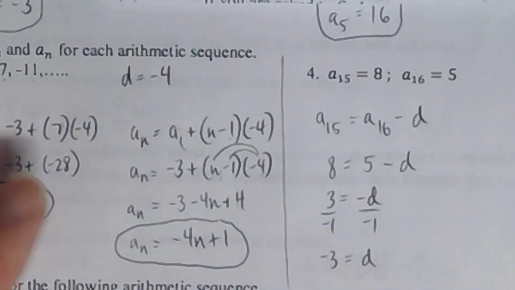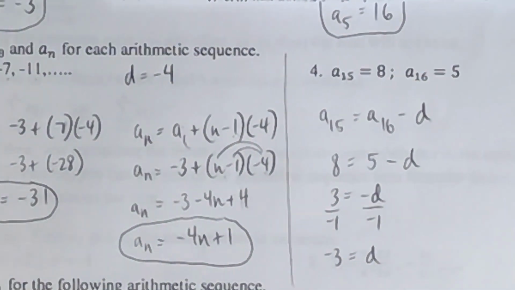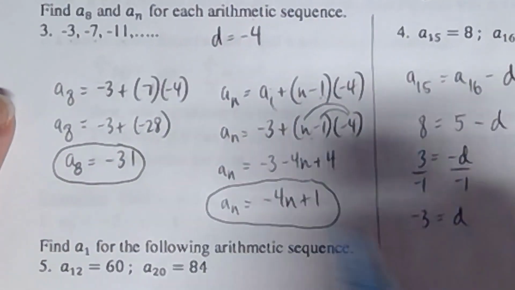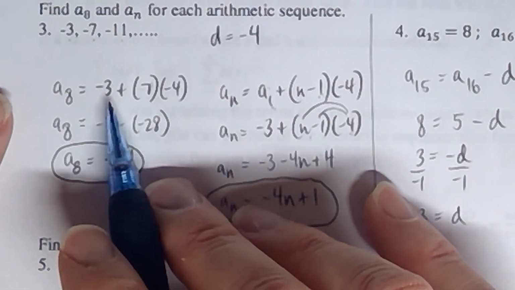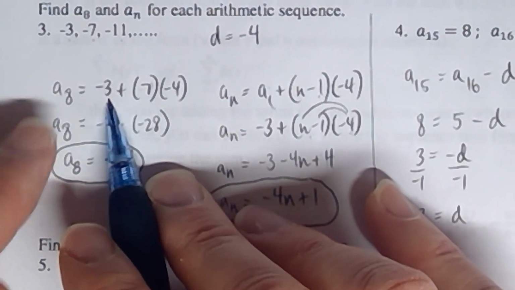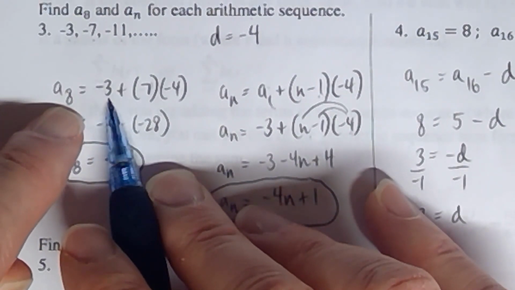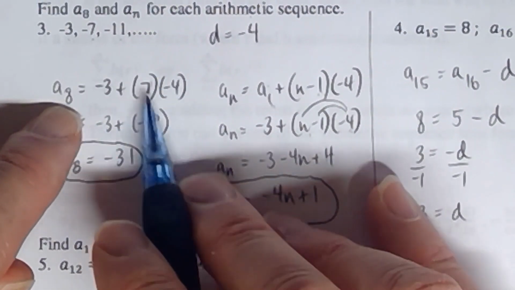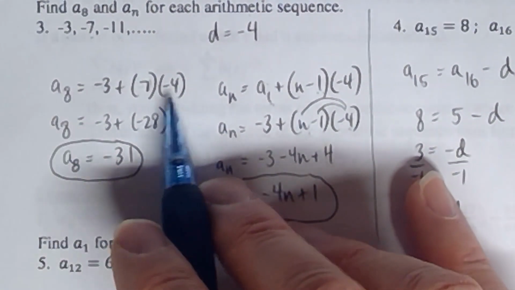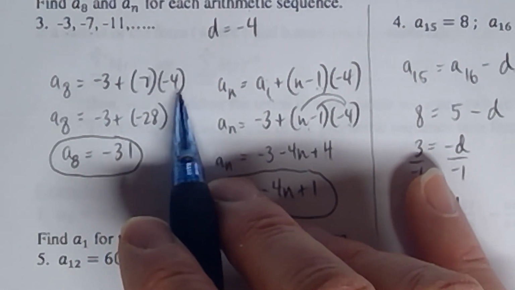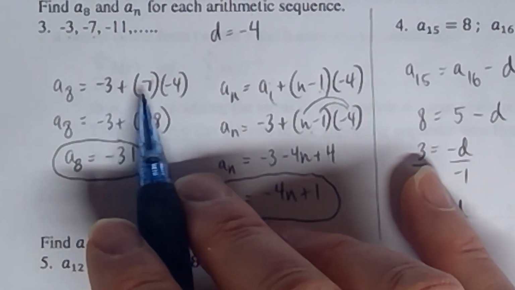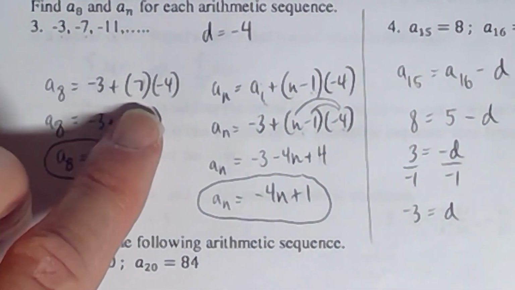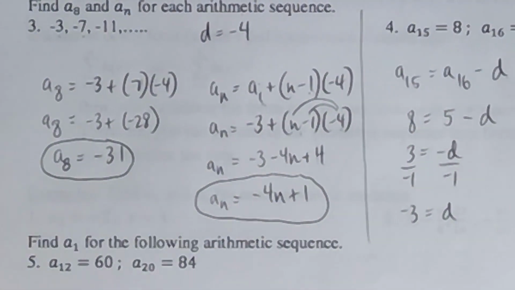Now that I know what d is, I can just do the same exact thing I did in the last problem. What did we do for a sub 8? Since I put the first term here, and I have the 8th term right here, then this is 8 minus 1, which is equal to 7. You don't even need the bracket right there. You do need this bracket because you're multiplying by a negative, so you have to put a bracket around the negative. But you could just say plus 7 times negative 4 there. You could keep the bracket if you want. That's why I have it there.